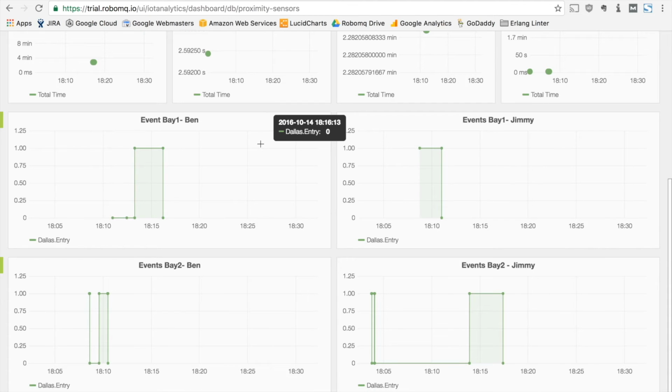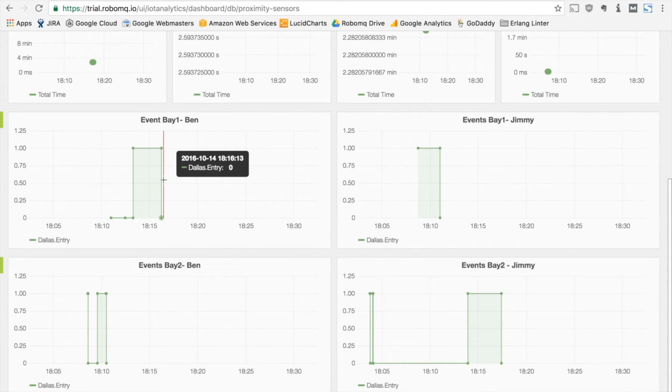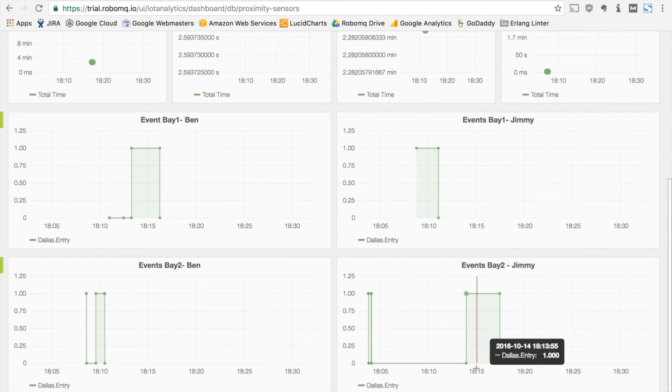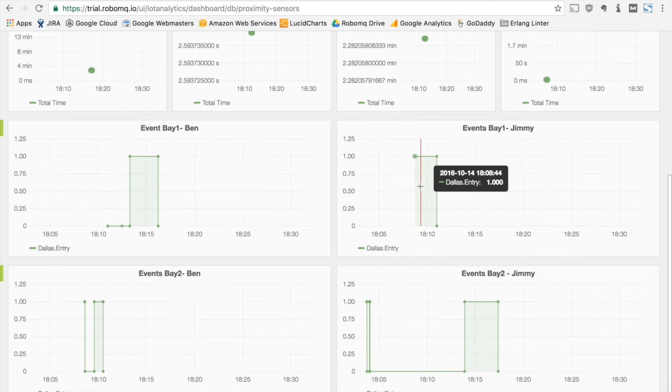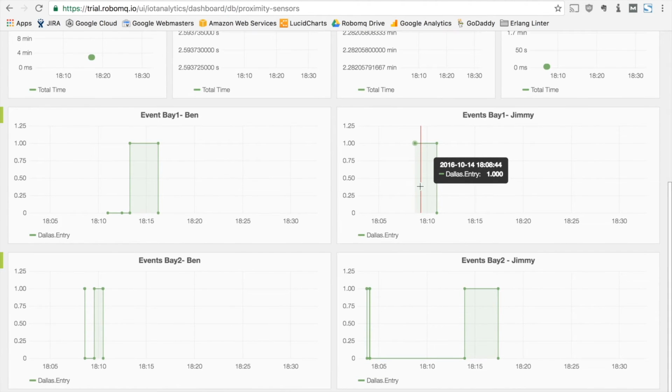So here we see in table 1, Ben has been in bay 1 from about 8:13-16, and has left bay 1 at 18:16-13. He can't be in one bay and two bays at the same time, so you also have to take into account that he exited bay 2 before even entering bay 1. Jimmy, on the other hand, has entered bay 2 and has exited bay 1 beforehand.